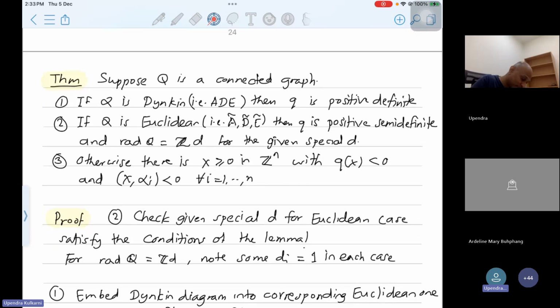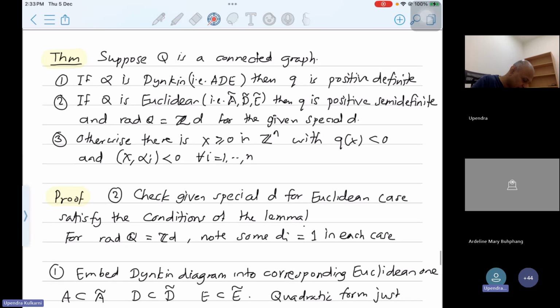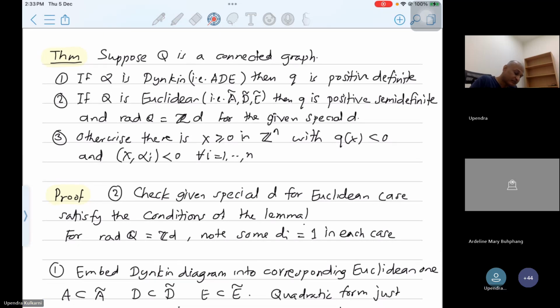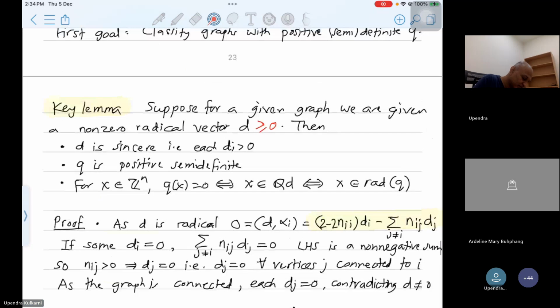Okay. So this proof we will just sketch, and we will do the last details in the tutorial. So what do I do? Of course, I start with 2. So yesterday we drew these Euclidean diagrams, and I wrote some special integers on each one of the vertices. So I simply take that to be the D, and I check that the hypotheses of the lemma are satisfied. Let's once again look at what the hypotheses are. They're very easy to check. The given vector already is positive in each slot. So all you have to do is check that it is a radical vector.